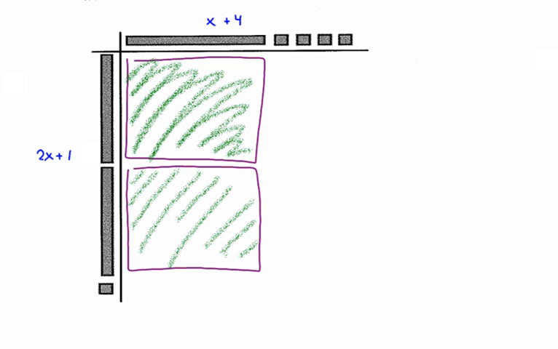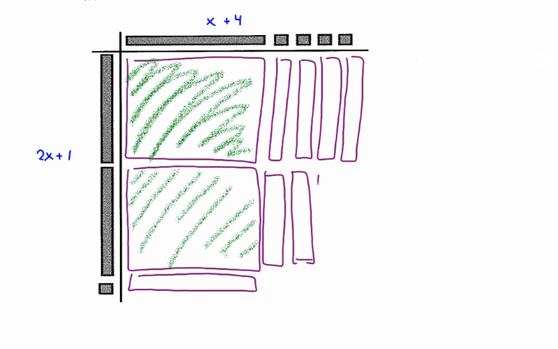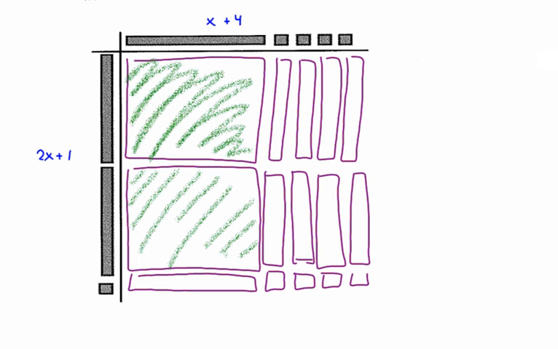Okay, and then we have an x here. And these sides would be 4. Another 4. And then last we have our 1s. We have 4 1s. And they should all be shaded. So you can use your pencil to shade them.